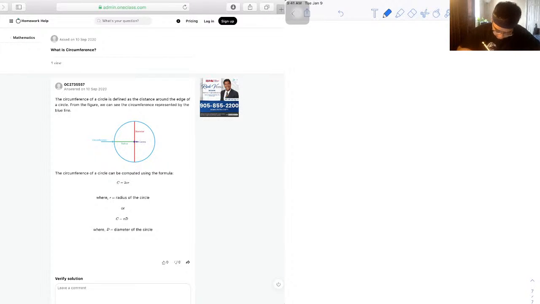So our next question is asking us, what is circumference? Circumference. So the circumference of a circle is defined as the distance around the edge. So let's write the keyword down. So the distance around the edge of a circle.